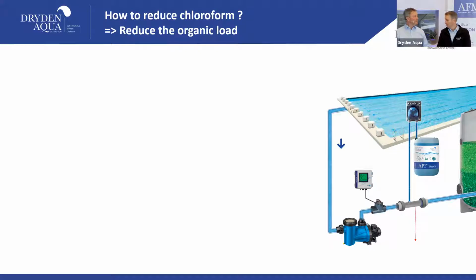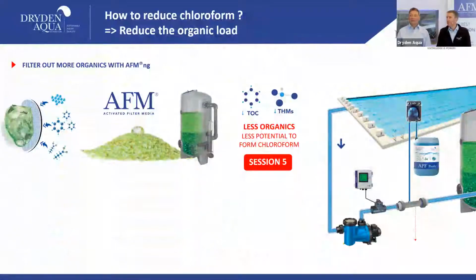Number one, if you want to reduce the organic loads, you can shower or bring in fresh water. But if you have them already in, the best way to take it out is to use AFM. We filter at least 50% better, twice as good as sand. That means we have half of the organics in the water, and with this, you have half of trihalomethanes.